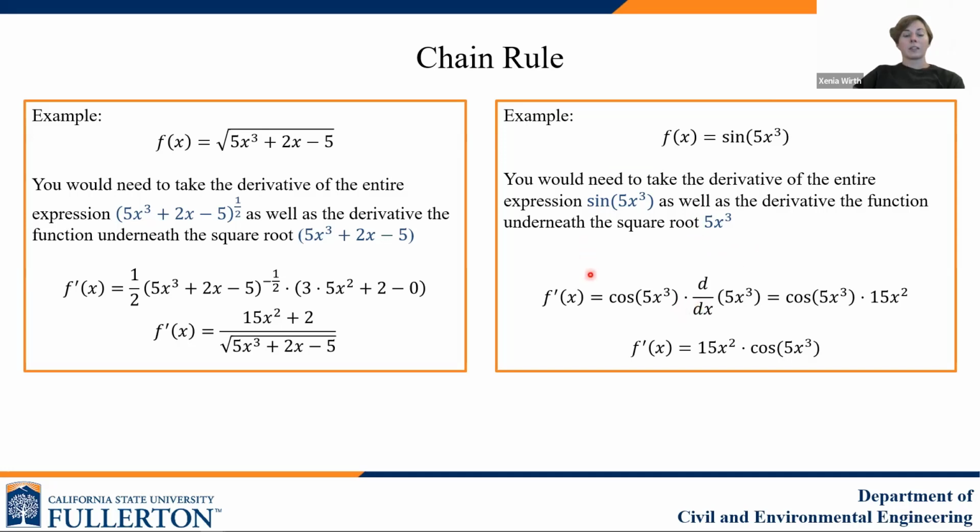The derivative of the outer function, sine x, well, that's cosine of x. But in this case, you keep g of x where it was, and it just stays there. So the derivative of sine of 5x cubed is cosine of 5x cubed times the derivative of 5x cubed. And that is cosine of 5x cubed times 15x squared. So the whole derivative of this entire function is 15x squared times cosine of 5x cubed.